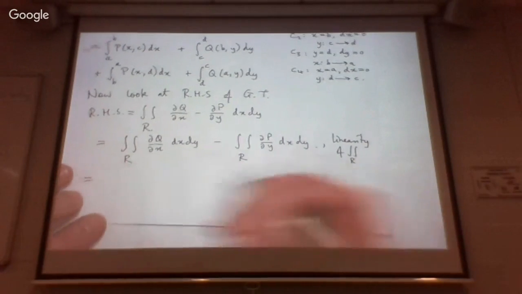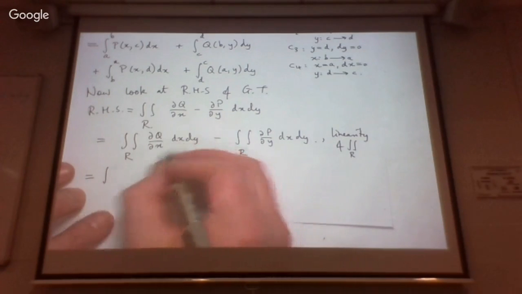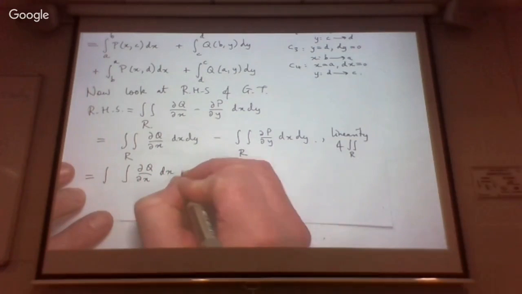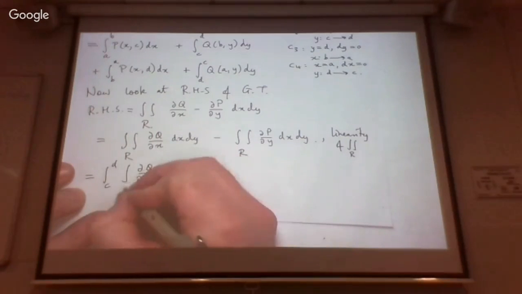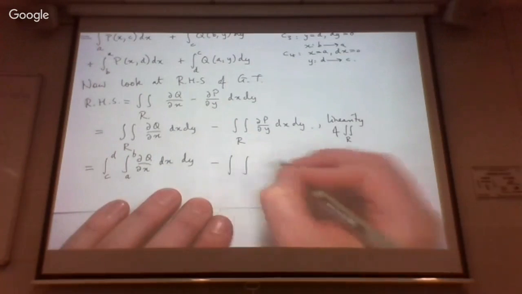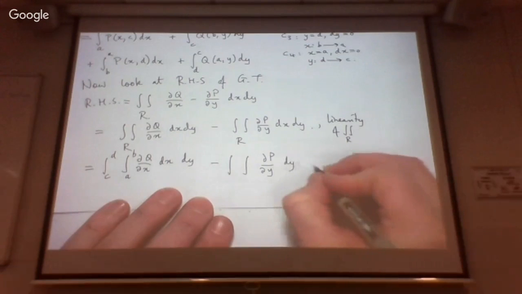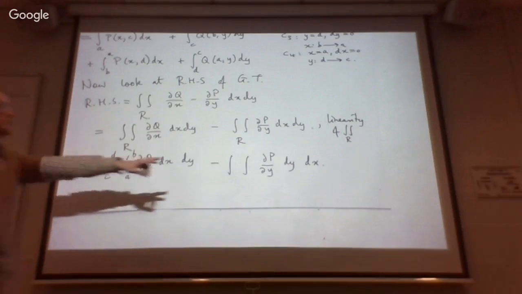Well, then let's put in the limits of integration. So this is the integral. On this one I'll keep the x as the inner integral and y as the outer integral. So y is going from c to d and x is going from a to b. But on the second one, I'm going to change the order of integration. So I'll now make y the inner integral and x the outer integral. So I'm changing the order for the second one.